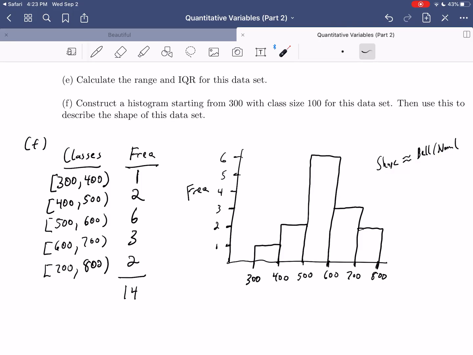All right, so this wraps up our first visual display, which is a histogram. In our next video, we'll move on to the next major visual display for quantitative data, which is similar to a histogram, but it is called a stem and leaf plot. And we'll be able to compare and contrast the advantages of these two displays.